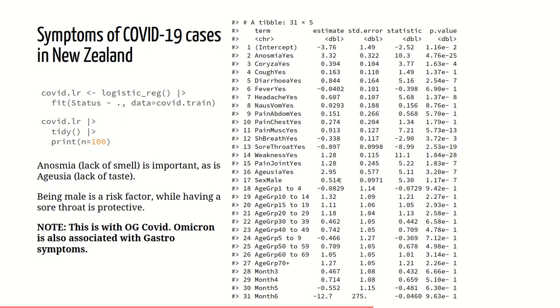I'm just trying to find things that are significant. So the lack of taste is significant. Joint pain is significant. Weakness is highly significant. So those are the things that are associated with cases.